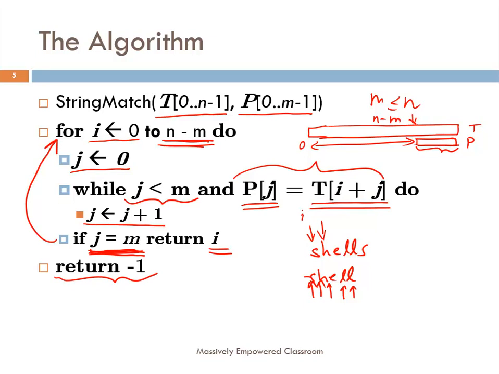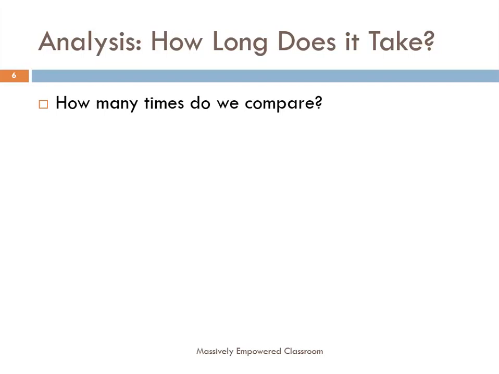So the outer loop advances the position in the text, namely i, where we start looking for the pattern. The inner loop traverses the length of the pattern. So this loop is executed at most m times. This comparison P[j] equals T[i+j] is done at most m times in the inner loop. The outer loop executes how many times? From 0 to n minus m, so it is n minus m plus 1. That is the number of steps the outer loop is executed. So that's how the brute force string match algorithm works.